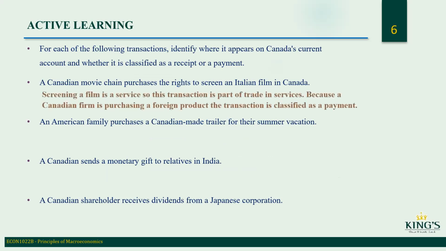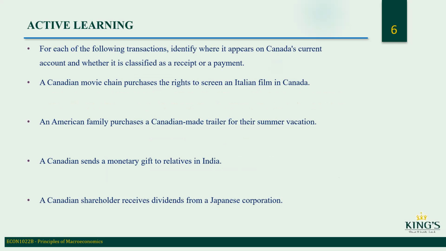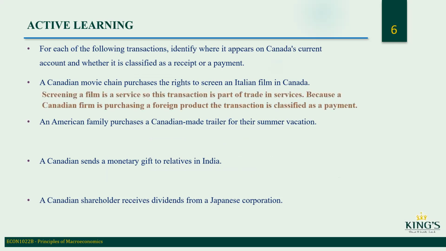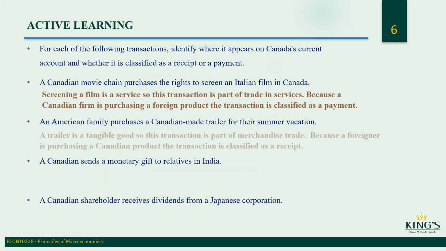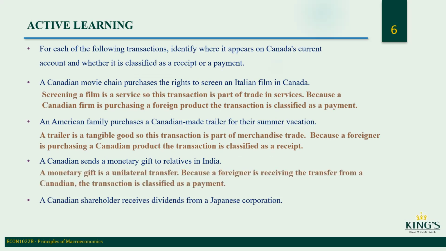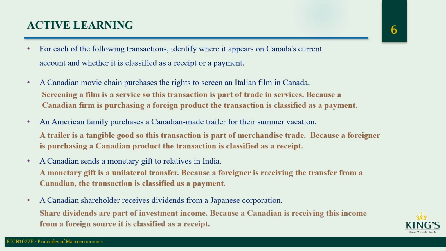I think we'll shift here. A Canadian movie chain purchased the rights to screen an Italian film in Canada. That would be classified as a payment in this case. An American family purchased a Canadian-made trailer for their summer vacation. This would be classified as a receipt. A Canadian sends a monetary gift to relatives in India. This would be a payment. And a Canadian shareholder receives dividends from a Japanese corporation. That would be a receipt.